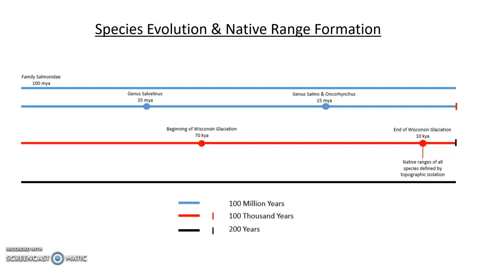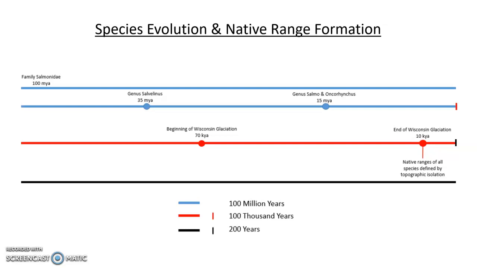Two more splits occurred around 15 million years ago to form the genus Salmo, which contains salmon and brown trout, and the genus Oncorhynchus, which contains rainbows and cutthroats. Even though their modern native ranges were not determined until millions of years later, they began to evolve separately in different areas across the world.